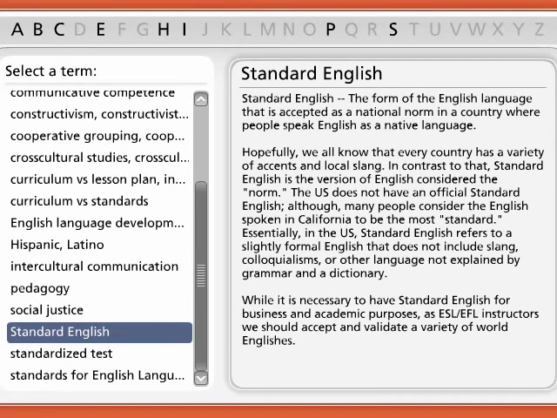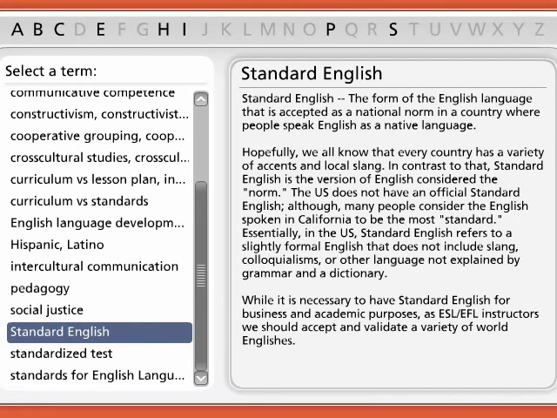Standard English. Standard English is the form of the English language that is accepted as a national norm in a country where people speak English as a native language. Hopefully, we all know that every country has a variety of accents and local slang. In contrast to that, Standard English is the version of English considered the norm, or the most average.